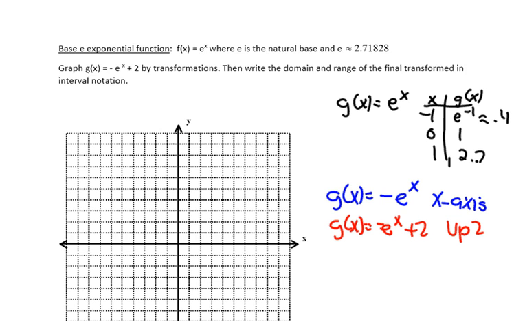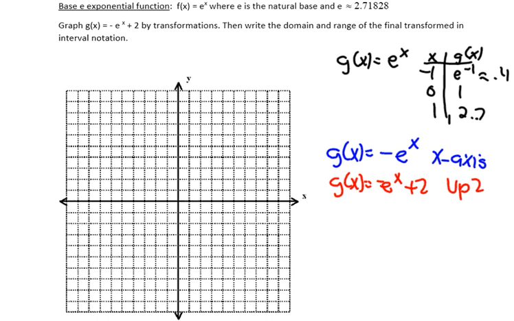Okay, so now let's take a look at this particular graph. So again, I'll change this f of x and label. So we've got negative 1 and about 0.4. We got 0, 1. And we got 1 and 2.7. Very, very similar to 2 to the x. It just goes up a little bit more quickly. So now I want to reflect this across the x-axis. And now I want to go up 2 for this.